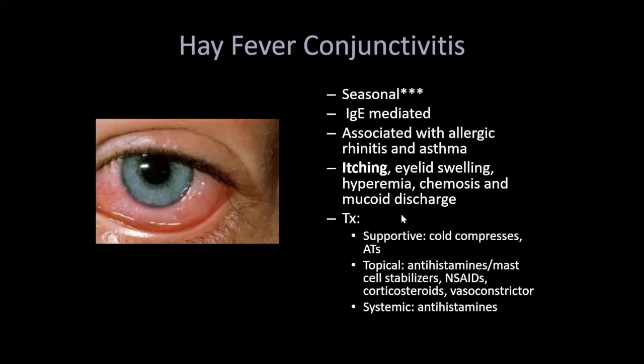Again, the treatment is supportive. In the acute phase, cold compresses tend to help a lot. Then artificial tears for the purpose of diluting the mediators of inflammation on the ocular surface. Then topical antihistamines, mast cell stabilizers, topical NSAIDs are found useful, low-potency corticosteroids, vasoconstrictors, and then systemic antihistamines for situations that do not respond well to the topical medications.